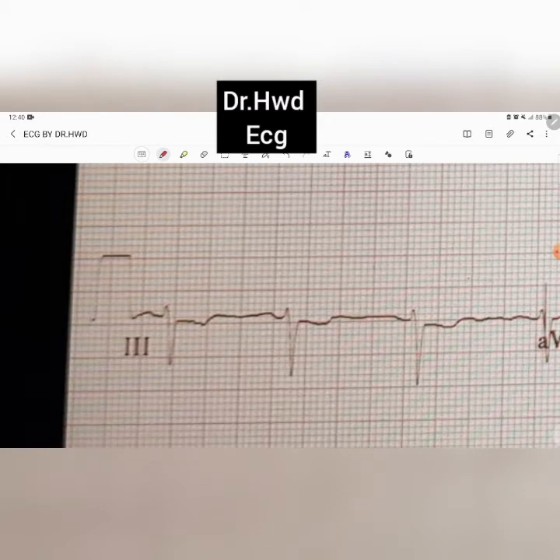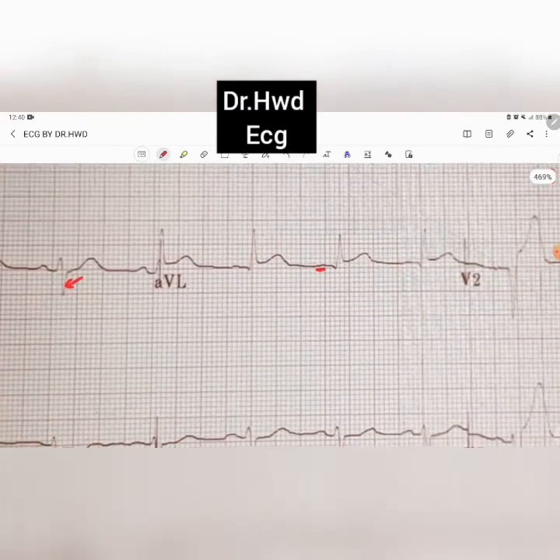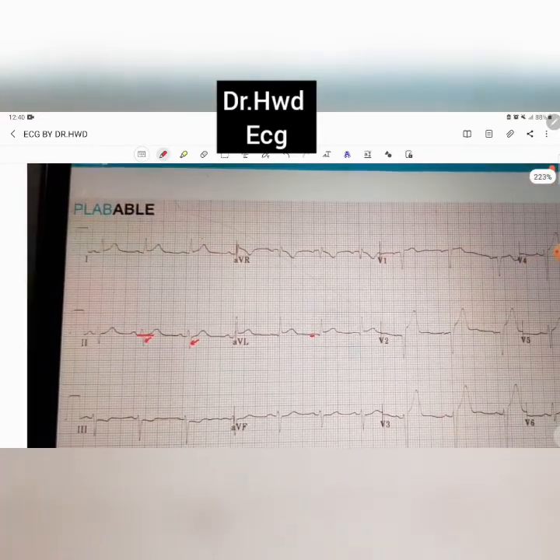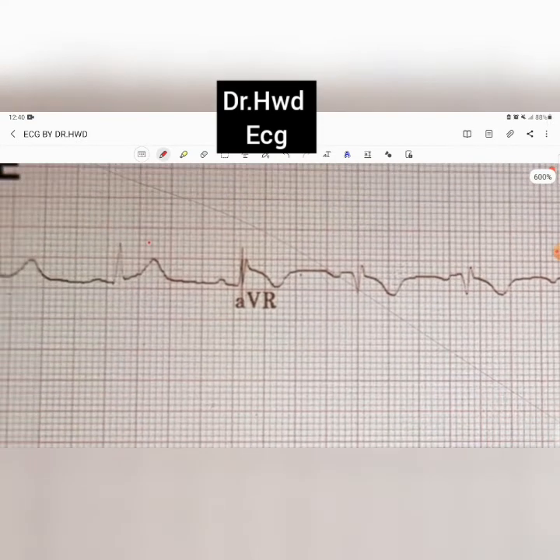Now QRS complex over here, this is the baseline, but you see that there is a drop, right? This is your baseline, but there's a drop. So this is your ST depression. Okay, ST depression. Now let's look at the other leads, right? We're looking at AVR. AVR has a prominent depression, but first we're not going to jump into it.